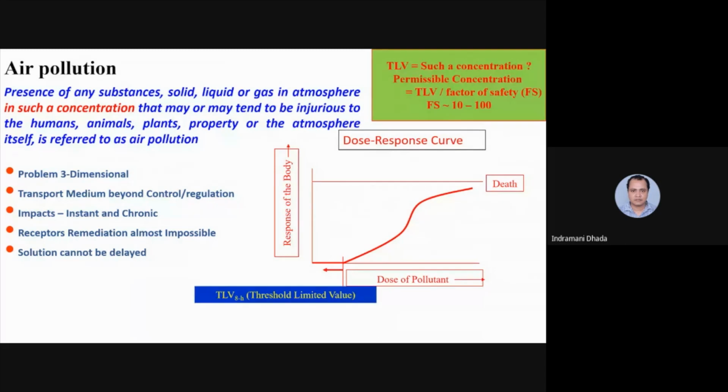Okay. And the solution cannot be delayed. Suppose in Bhopal, what happened in the Bhopal gas tragedy? The MIC, methyl isocyanate, was released, and it was at night time. And within 3 to 4 hours, thousands of people were affected or dead. Okay. So if you delay by 1 hour, that also matters. So you cannot delay this. You have to control it at any cost.